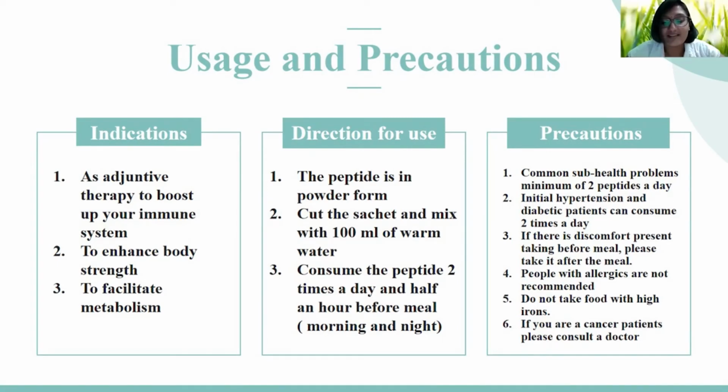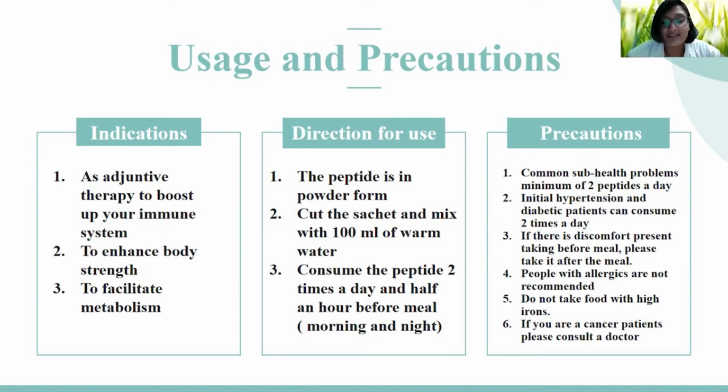Okay, indications and precautions. Peptide is an adjunctive therapy to boost up your immune system and enhance your body strength; not only that, it also facilitates your metabolism. The direction for use of this peptide is very simple. The peptide is in powder form. Cut the sachet, mix it with 100 ml of warm water, stir and drink it. Consume this peptide 2 times a day, half an hour before your meal, in the morning and at night.